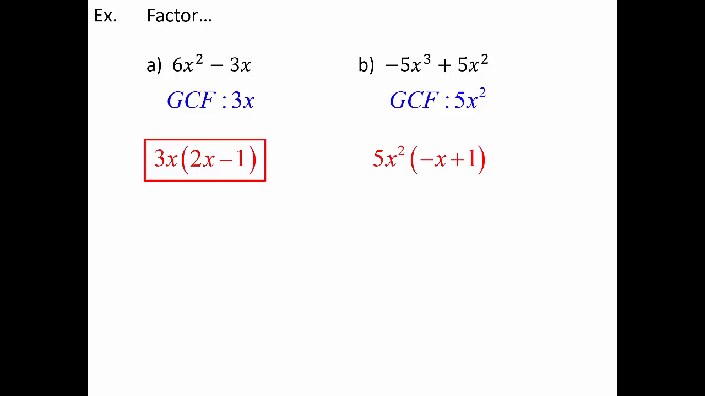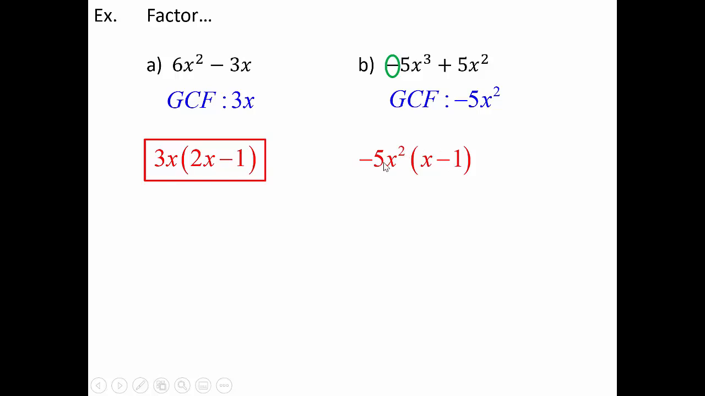And although this is an acceptable answer, this is not the answer I want. Here's the thing. That leading negative. Anytime I have a leading negative, I want you to make that part of the GCF. If you have a leading negative, pull out the leading negative. So because there's a negative in the front of the problem, I'm going to make the GCF, instead of 5x squared, negative 5x squared. And if the GCF is negative 5x squared, that makes the inside positive x minus 1.